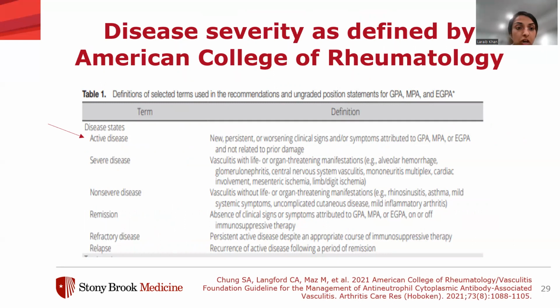The American College of Rheumatology defines active disease as new or persistent or worsening clinical signs attributed to GPA. Then you have severe disease, and that has to do with vasculitis and life or organ threatening manifestations. So that includes glomerulonephritis or cardiac involvement. There's also non-severe disease, which is vasculitis without the life or organ threatening manifestations. So that's like asthma and rhinosinusitis. Remission is basically absence of clinical signs or symptoms. Refractory disease is persistent active disease despite an appropriate course of immunosuppressive therapy. And then relapse would be recurrence of active disease.